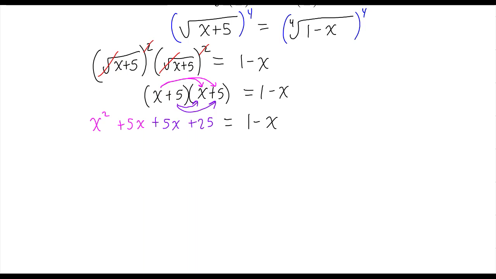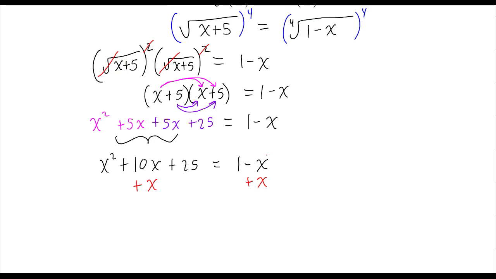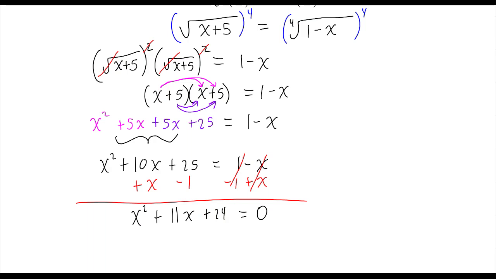All right, so let's combine like terms first of all. That's going to give me 10x. So x squared plus 10x plus 25 equals 1 minus x. Now to solve a quadratic, we have to get one side equal to 0. So I'm going to add x to both sides to cancel out that x. I'm going to subtract 1 from both sides to cancel out that 1. And that leaves me with x squared plus 11x plus 24 equals 0.